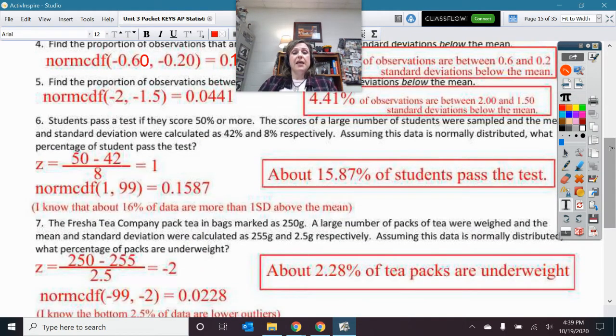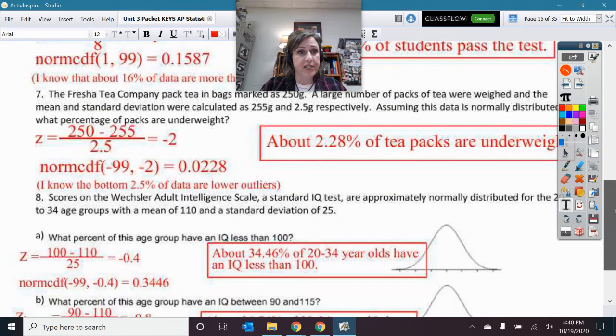Okay, next, with number 6, we had to solve for the z-score. Remember to make sure you are saying z equals, because if you do not say z equals, you will not get credit on AP. And that was 1, so the area above.